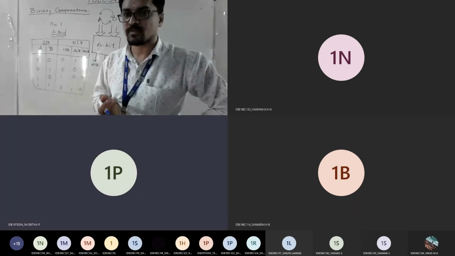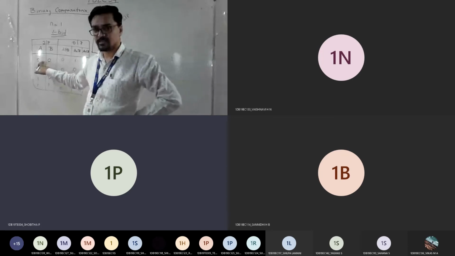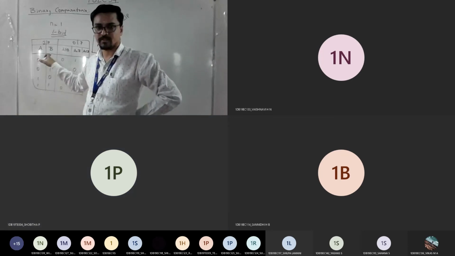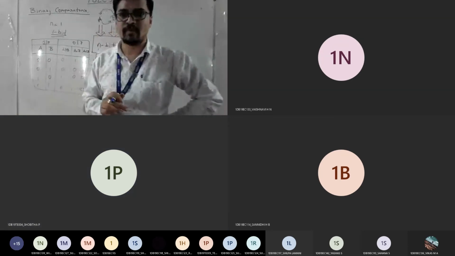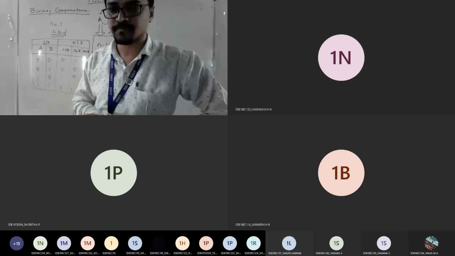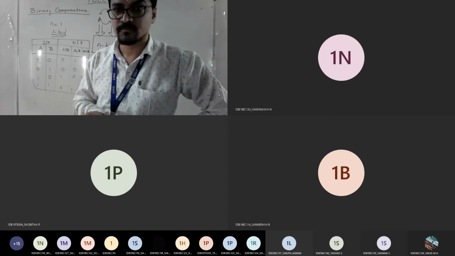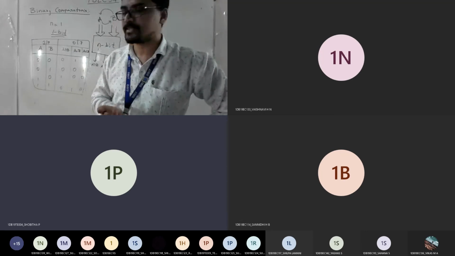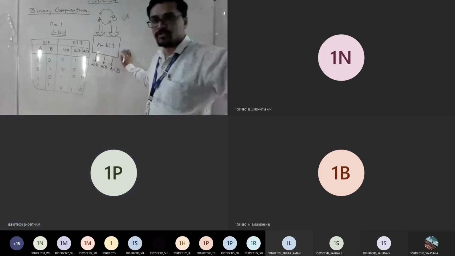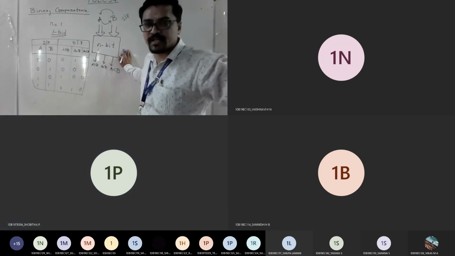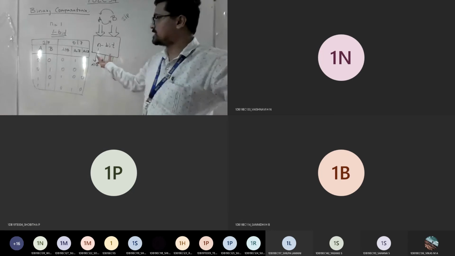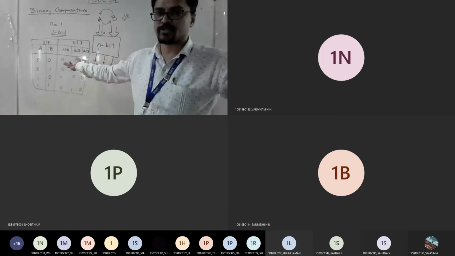8 combinations. Good. So 2-bit means 8 combinations. If I say 4-bit, 16 combinations. Good. So whenever they ask you to design a 1-bit comparator, write a generalized diagram followed by a truth table.